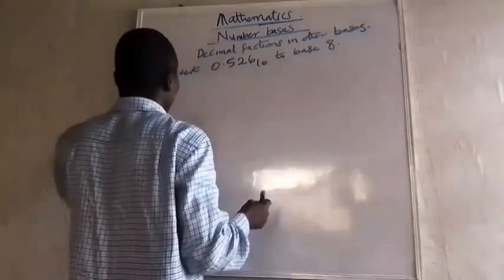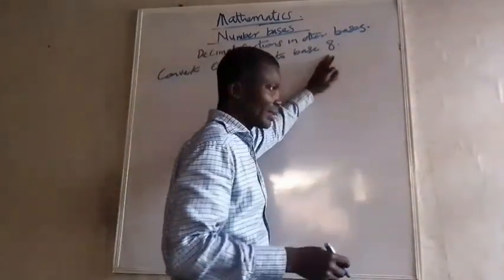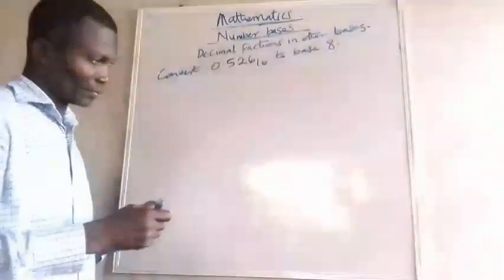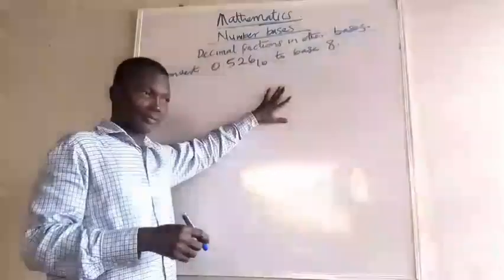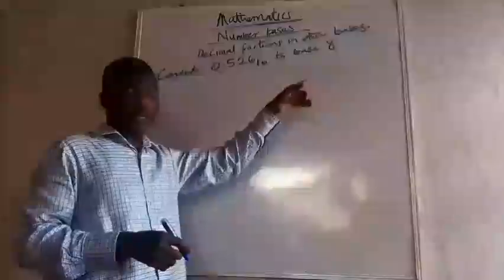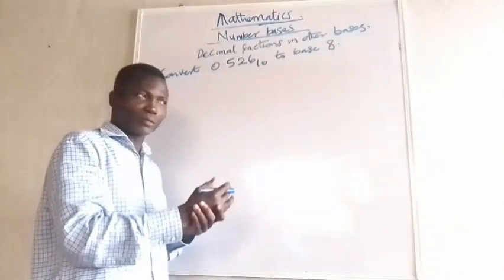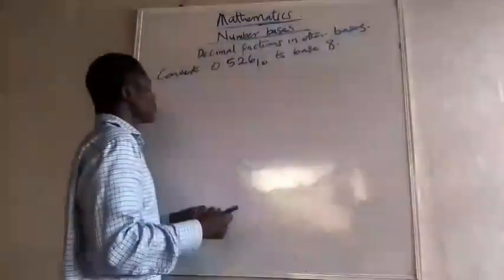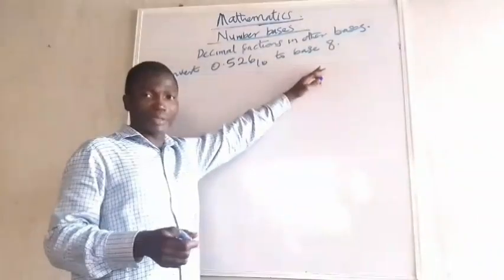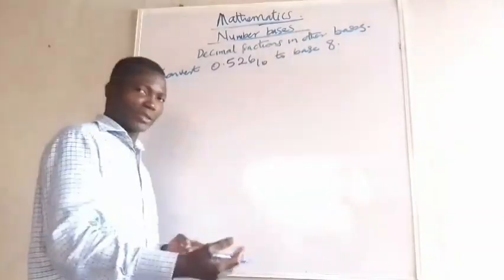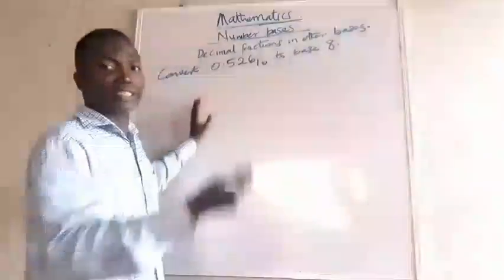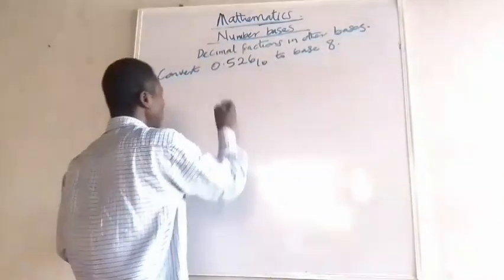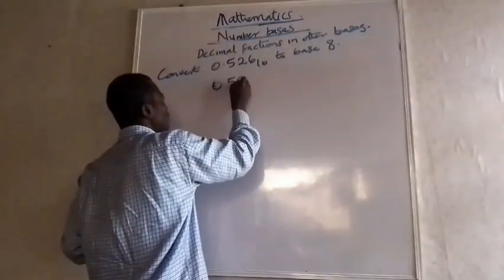Now I have to convert 0.526 base 10 to base 8. You know, when it is a whole number and we are converting from base 10 to base 8, we have to do continuous division by 8 and write out the remainder. But now, when we are converting a fraction from base 10 to base 8, we are going to do continuous multiplication. And we will now write out the whole numbers. That's what I mean. I have 0.526.